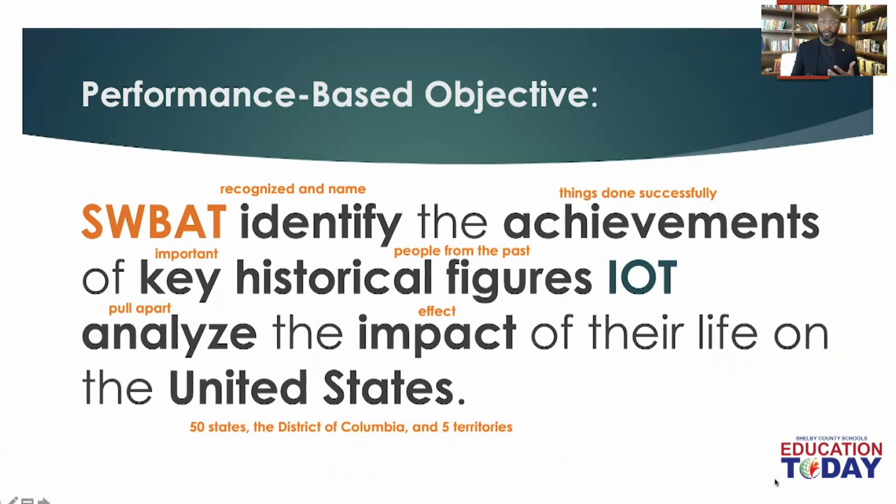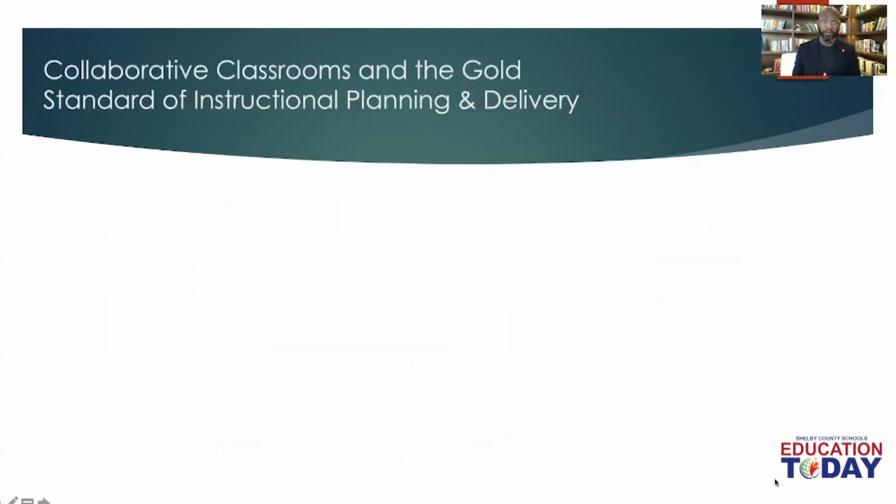And if they're going to be analyzing, we really want them to be able to pull apart the effect of the key historical figure's life on the United States. And of course, the United States is made up of 50 states, the District of Columbia, and the 5 territories. So when we do surgery on the academic language, we set kids up to be active participants in the gradual release process.